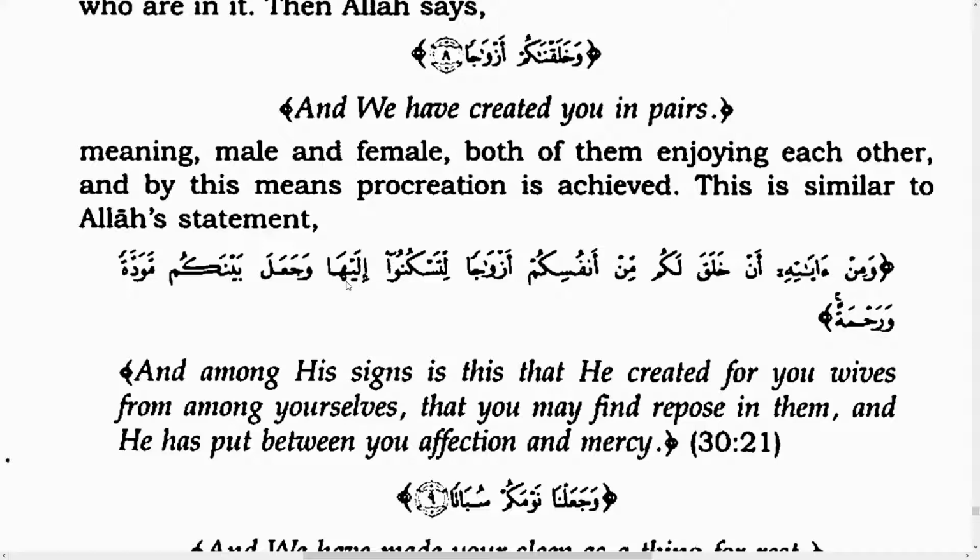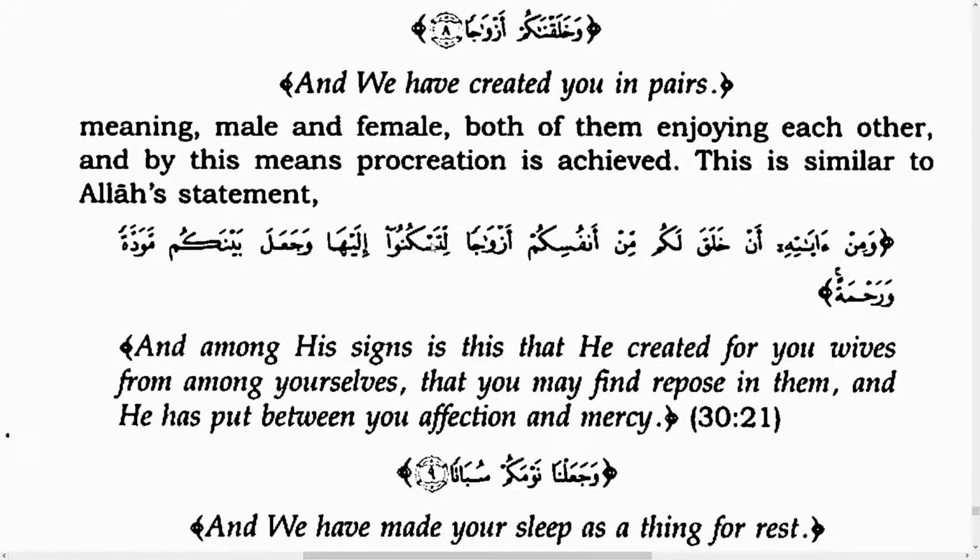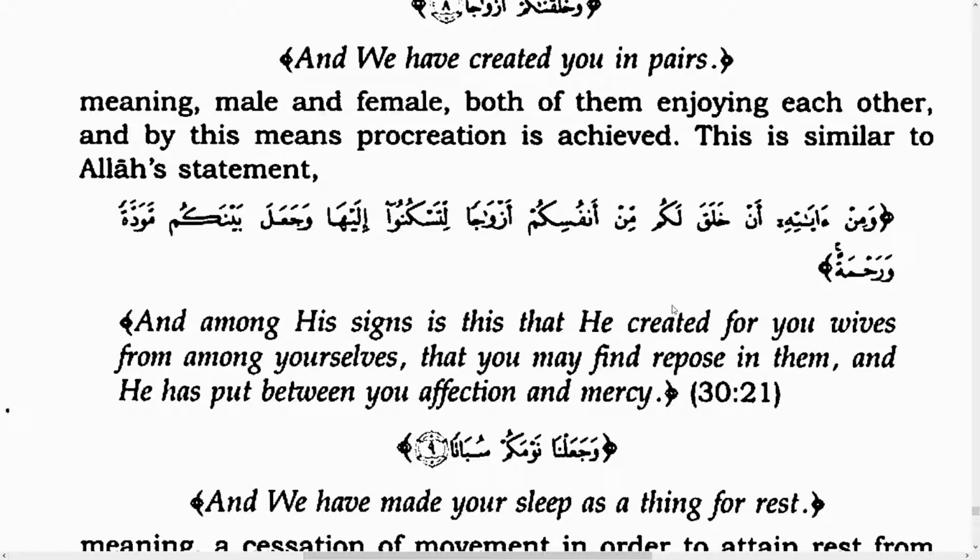So you may find peace in them. لِتَسْكُنُوا وَجَعَلَ بَيْنَكُمْ مَوَدَّةً وَرَحْمَةً. And he has put between you affection and mercy, mawadda and rahma. Right? So he's bringing verses to show that Allah subhanahu wa ta'ala has shown us that one of the greatest blessings is spouses. Among the signs is that they are created. And this is the way a person achieves sukoon, right?